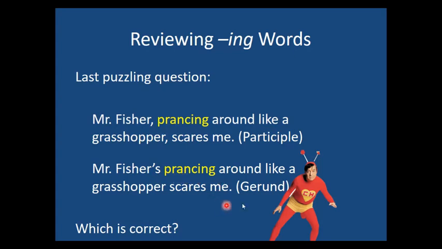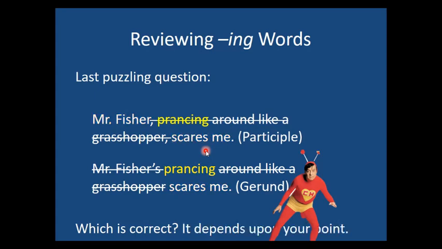If I ask myself, like, what's the subject of these sentences? Think about it. This one is Mr. Fisher scares me. The second one is really saying prancing scares me. It's Mr. Fisher's prancing, but the prancing scares me. Up here, it's Mr. Fisher scares me. And really both sentences are correct. Depends on really what your point is. Is it Mr. Fisher who scares you, or is it his prancing that scares you? And so, once again, both of them would be correct depending on what you're trying to get across. All right. So therefore, those are the real sentences you're looking at. So it depends on your point.